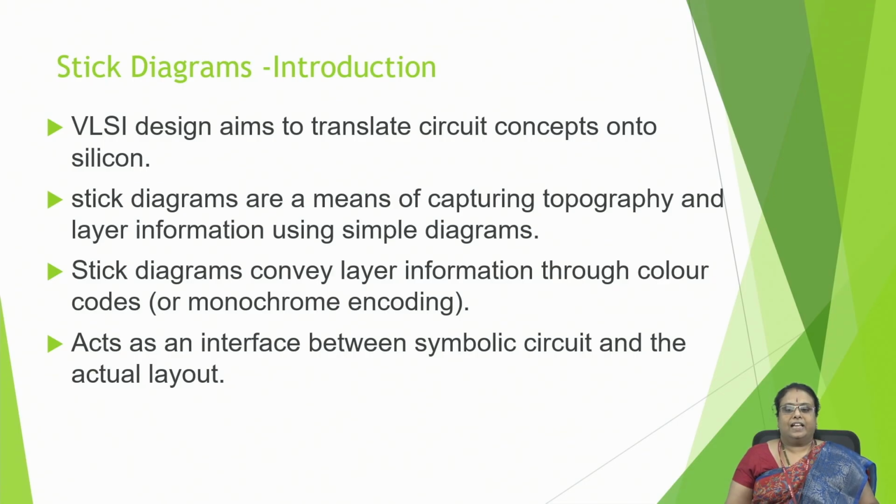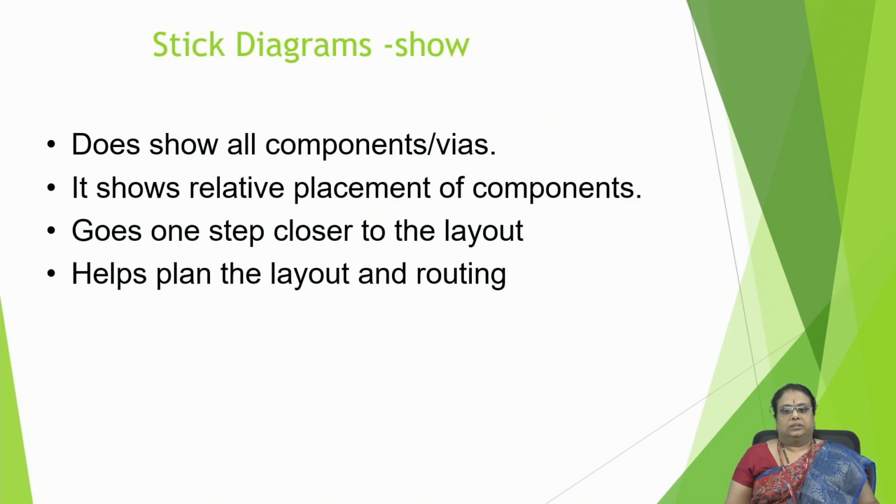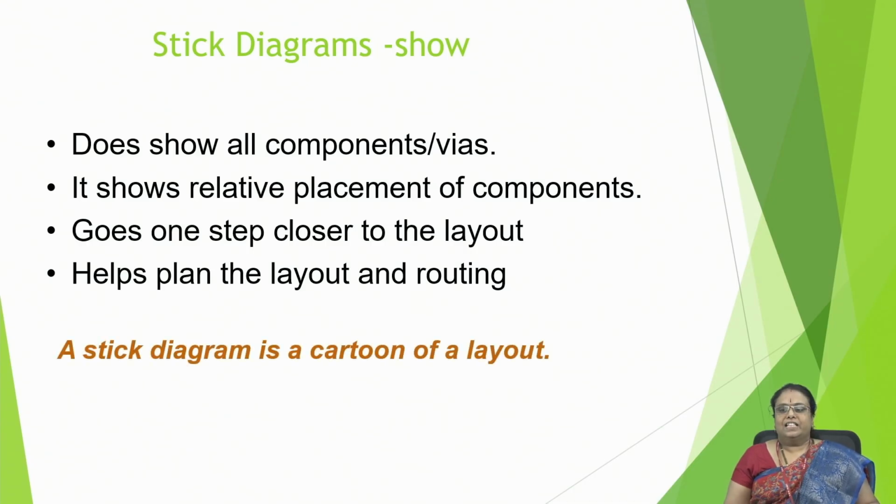Stick diagrams convey the layer information through color codes, which is also called monochrome encoding. They act as an interface between the symbolic circuit and the actual layout. What do these stick diagrams show? They show all the components and the vias, which are the connectors. They show the relative placement of the components and go one step closer to the layout, and they help in planning the layout and the proper routing of the components. So we can say that the stick diagram is a cartoon of the layout.